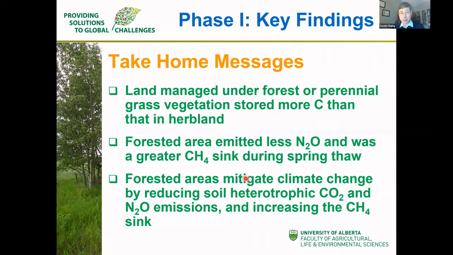And in the summertime or in the main growing season, the greenhouse gas emissions were obvious: the forest land use had a much lower heterotrophic respiration rate, had lower nitrous oxide emission rate, and had greater methane uptake in these forest land use systems. So the overall message here is that there is a benefit to be realized in terms of increasing carbon sequestration and reducing greenhouse gas emissions from the forest land use as compared to annual crop production systems or grazed pastures in this case. And that's the end of my presentation.